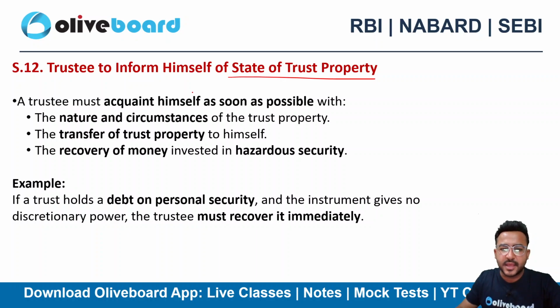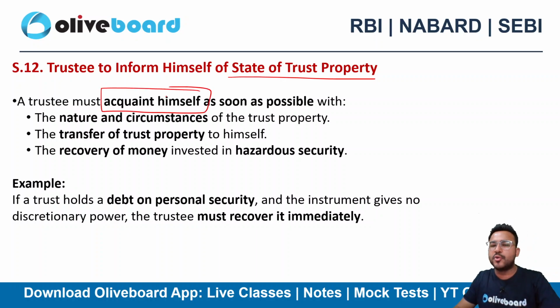Okay. The trustee is to inform himself of the state of the property. So the trustee must acquaint himself. He must have a good understanding of the nature and circumstances of the trust property. At least he should be aware of what thing he is considered trustee for, right?